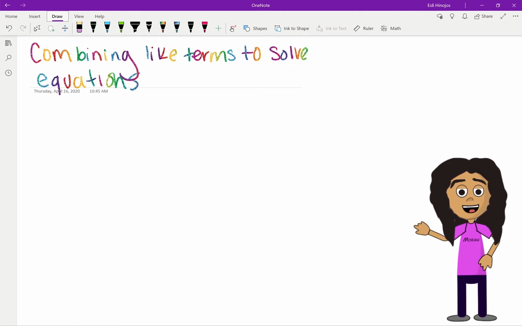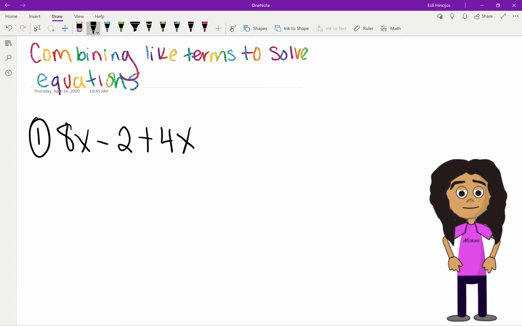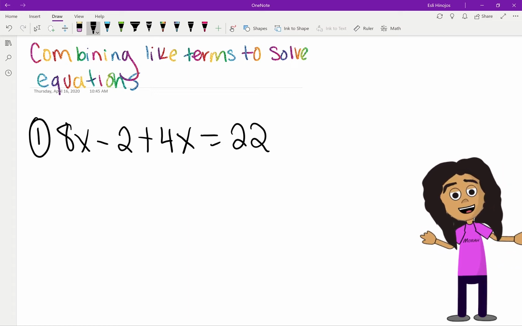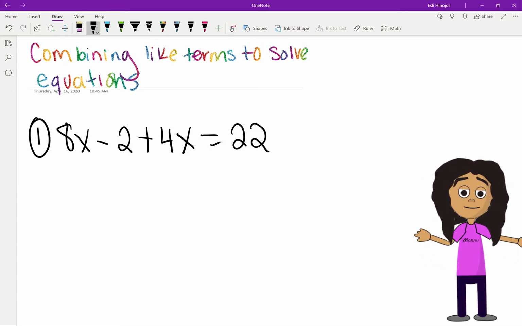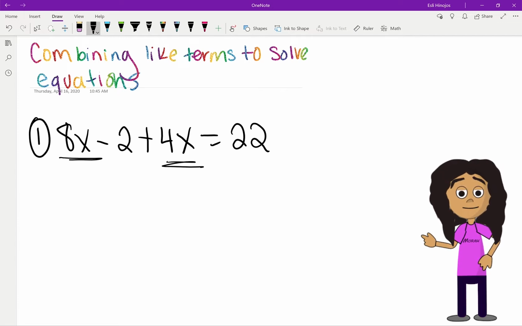Alright, so number one, we're going to start with this equation. Make sure that you're following along and that you're writing this as well with me and Miss Esley. Alright, so the first step that we're going to have to do is figure out what our like terms are. And basically like terms means whatever is the same, or terms that are the same. So for this instance, we have 4x and 8x that are the same because they both are a number that have a letter after them.